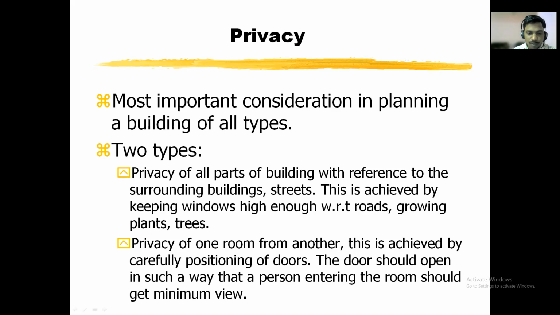Privacy of one room from another is achieved by carefully positioning the doors. Whatever the position of a door is, it is one of the most important factors with consideration of privacy as well as circulation. So very keenly we have to select the position of the door, and preferably we have to avoid the position of the door at the midpoint of the longer walls or shorter walls.